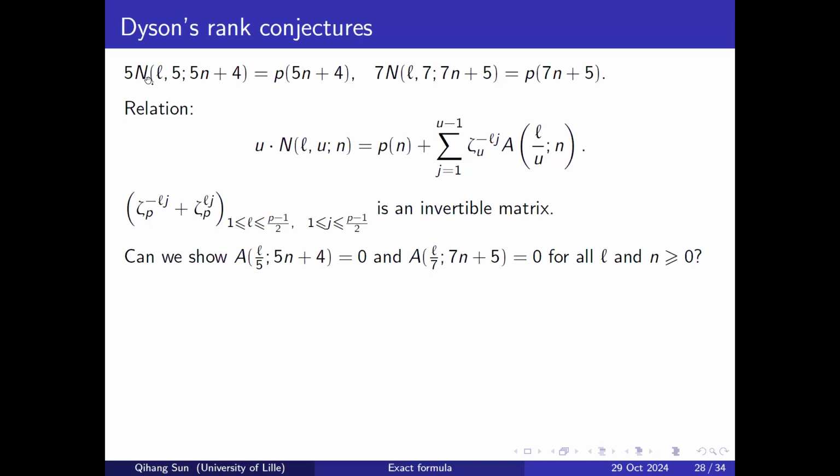This is for this N function, and our Fourier coefficients have this relationship with these N counting functions here. This gives an invertible matrix, which means if we know every value of A here, then we know every value of this N here. Equivalently, this equation is equivalent to every A here being 0, which means this A, we take n to 5n plus 4, and this A is L over 5.